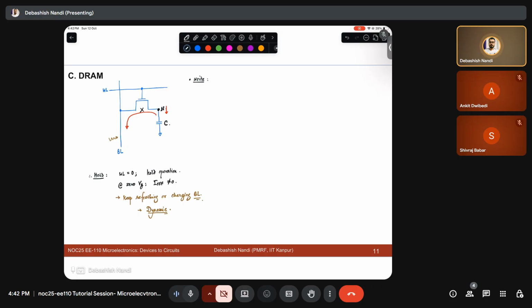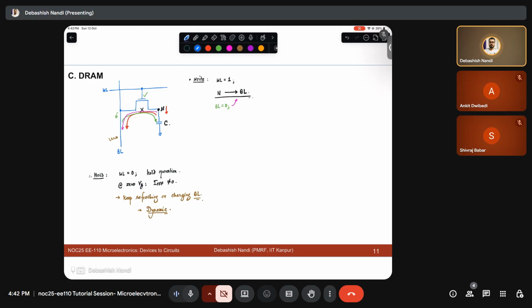Now, to write, what will you do? Make your WL 1, so your transistor will be on. So whatever bit line value is applied, the node will assume it. Basically you are making this transistor on and charging the capacitance. Similarly, if the bit line is 0, so if this is ground, your capacitor, whatever is stored, will get discharged through this transistor. So the node will follow the bit line value. So this is how you write in your DRAM cells.